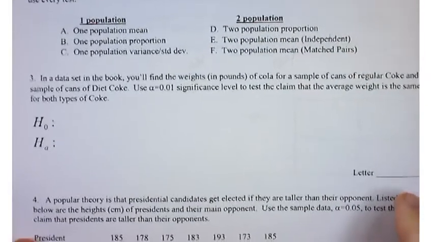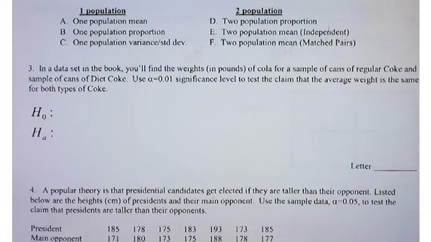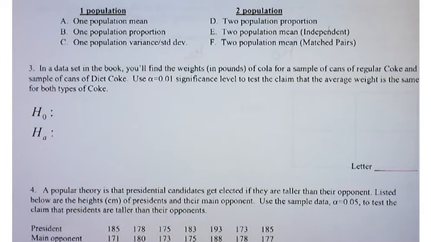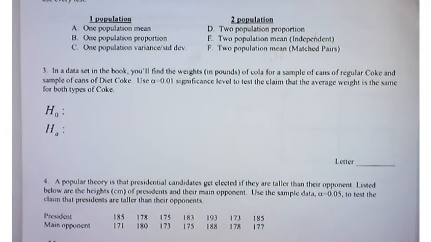Let's try a different one. Problem number 3. In the data set in the book, you'll find the weights in pounds of cola for a sample of cans of regular Coke and of Diet Coke. Use a 1% significance level to test the claim that the average weight is the same for both types of Coke.